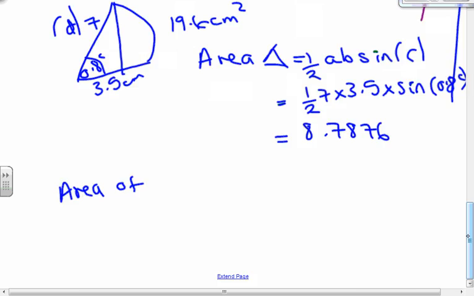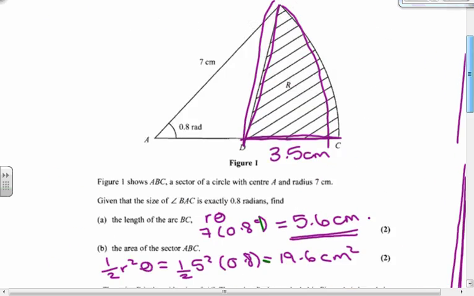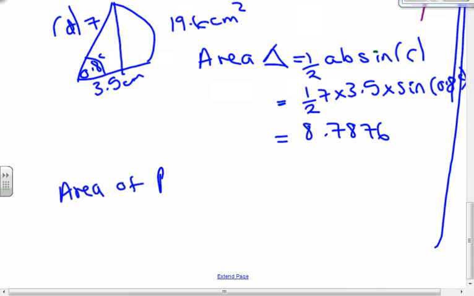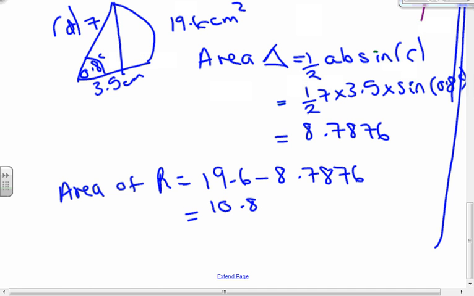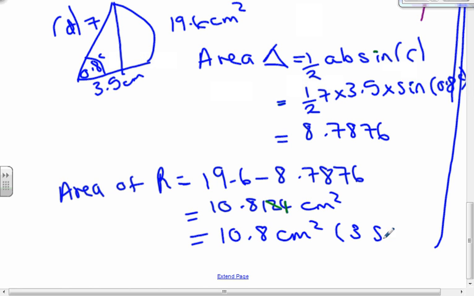So the area of R will be equal to 19.6 minus 8.7876, which equals 10.8124 centimetres squared. But we're asked to give our answer correct to three significant figures, so that'd be 10.8 centimetres squared to 3 SF.